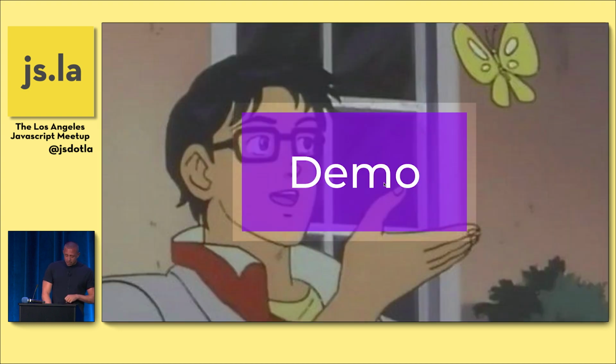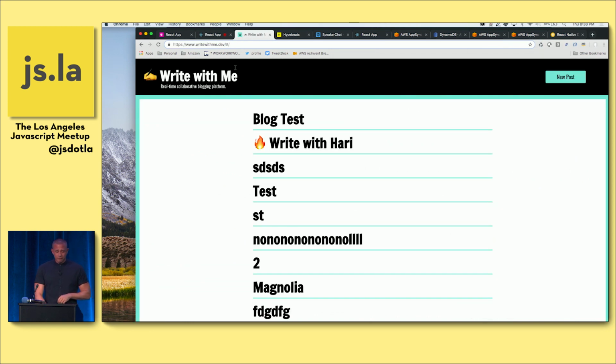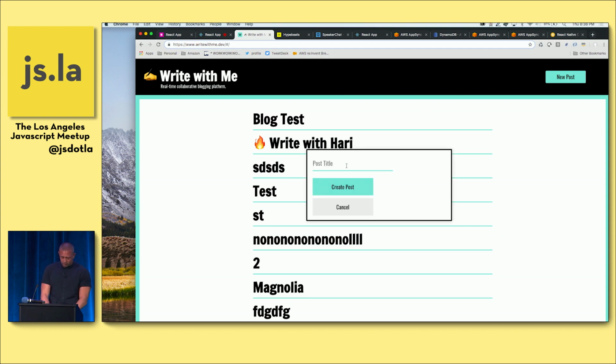All right, one more demo. This is actually a live demo, and if anyone wants to try this out, they can go to writewithme.dev. And what I'm going to do is go ahead and create a new post, and this is going to be called Santa Monica, or actually Venice, huh?